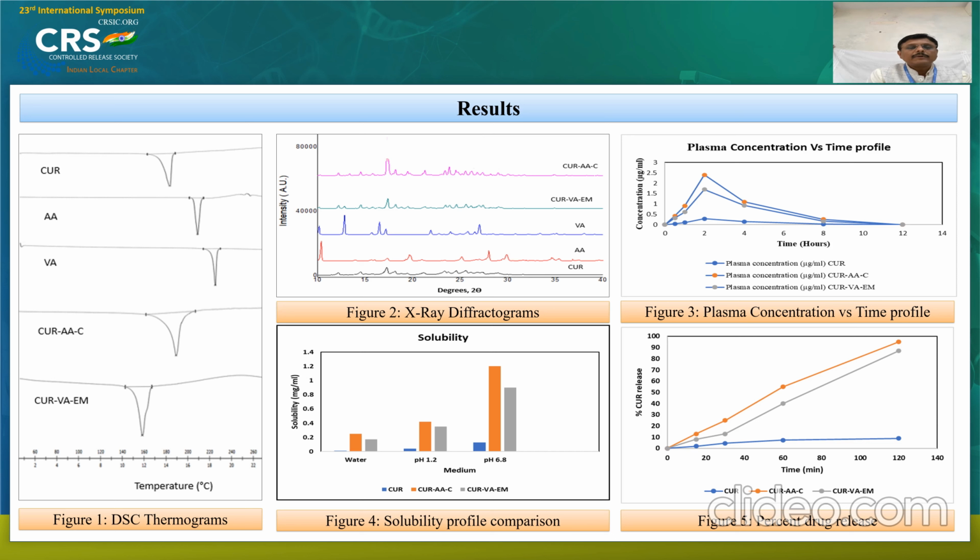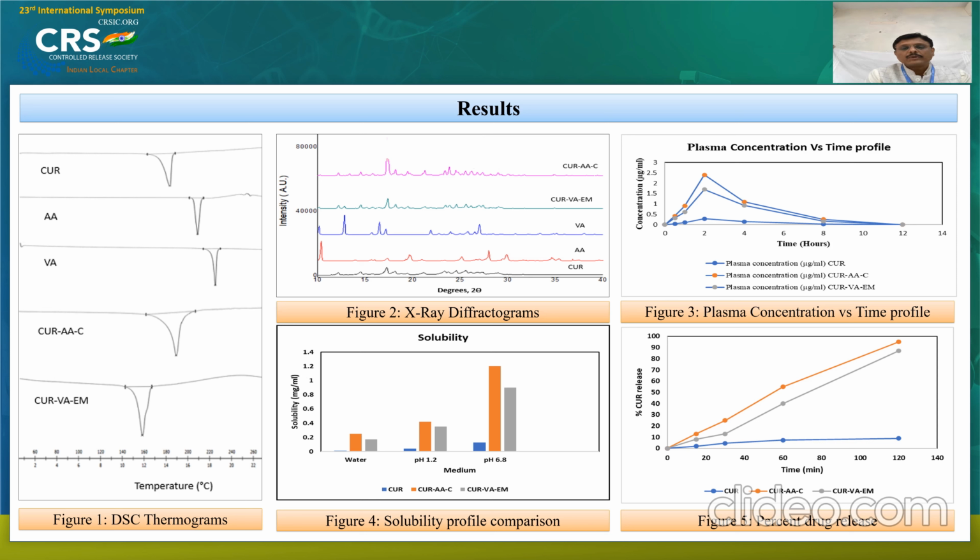Similarly, the X-ray diffractogram is evident, and it shows that crystallinity has been retained in both the co-crystal as well as the eutectic mixture form. And ultimately, you can find in the solubility graph there is significant enhancement in the solubility of curcumin in both the curcumin co-crystal with ascorbic acid and the curcumin eutectic mixture with vanillic acid, in both media, that is in water as well as in pH 1.2 and pH 6.8.